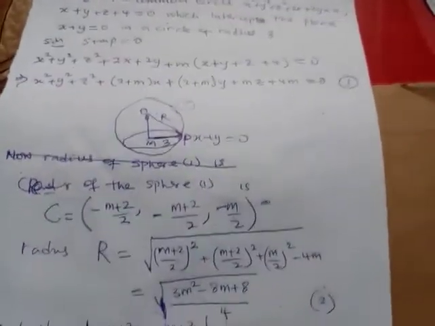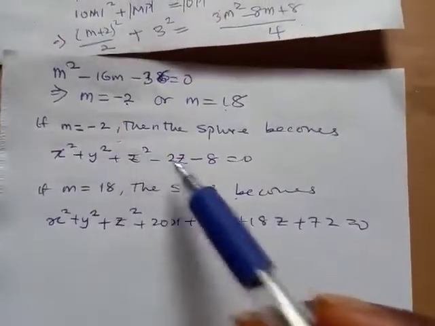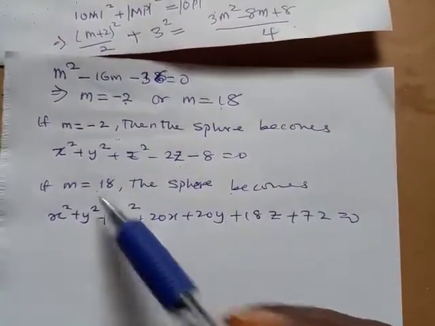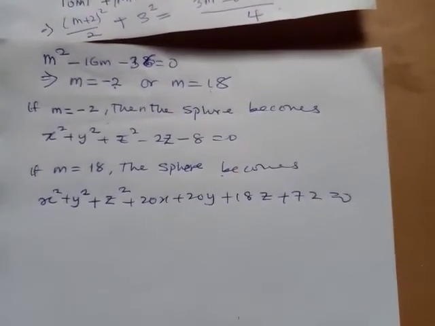So we are going to get these two. When m is minus 2, we get this. When m is 18, we get this. So those are the required equations of the spheres.